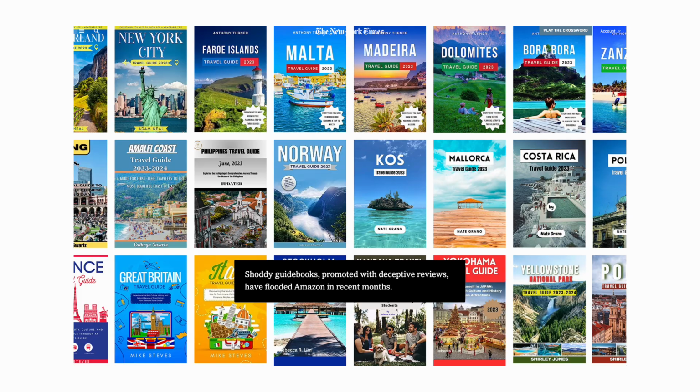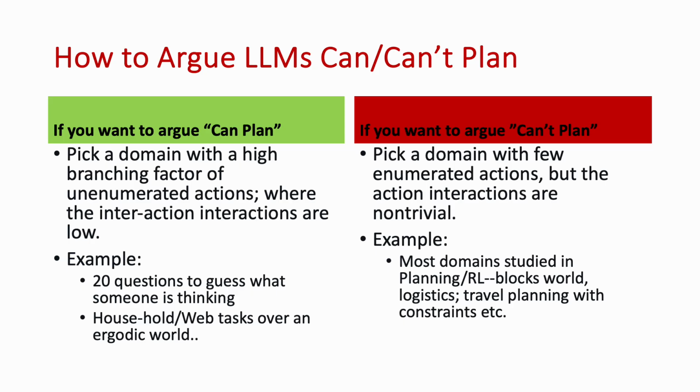Okay, so if you want to argue LLMs can plan, then pick a domain with a high branching factor of unenumerated actions. That means there are so many possible actions that you don't even sit down and write them all, and where the interactions are very low. That means pretty much any action can be combined with any action and they don't get in each other's way. This would be the case in highly algorithmic domains, and that's where LLMs will do pretty fine. If on the other hand you want to argue that they cannot plan, pick a domain where there may be a few enumerated actions, but there are interactions between them, like the Fox world, and where they cannot do the reasoning part. So knowledge effects, they do much better. Reasoning effects, they don't do well.